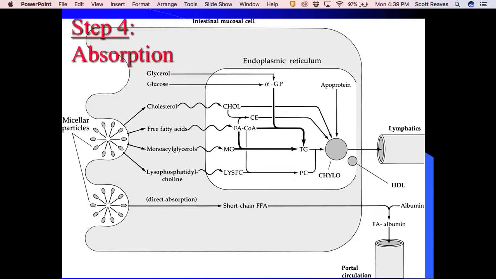Okay, so we're on step 4, which is absorption. And this is what happens. If you look at the central part of this, these fatty acids are being combined with coenzyme A.